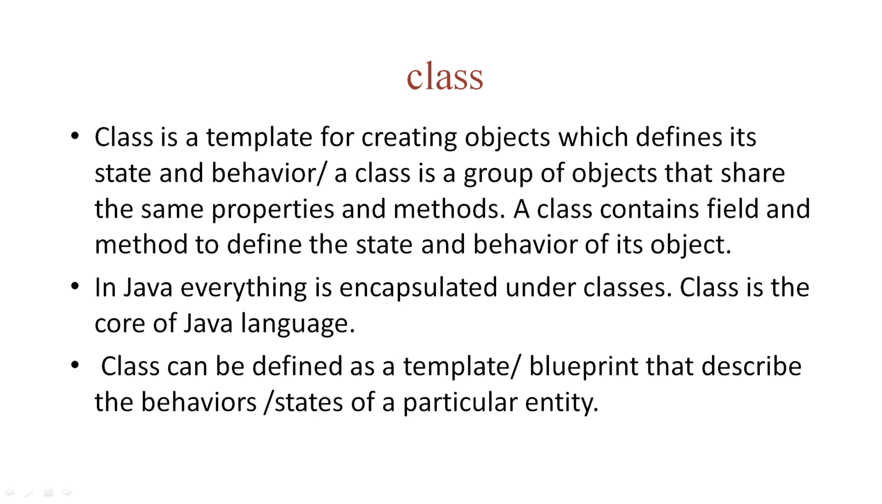These state and behavior, the variables and properties, will be commonly shared by the different objects. The data will not be shared, but the method and variable declarations should be commonly accessed by the different objects. That's why we say a class is a template for creating an object which defines a state and a behavior, and a class is a group of objects that share the same collection of properties and methods.